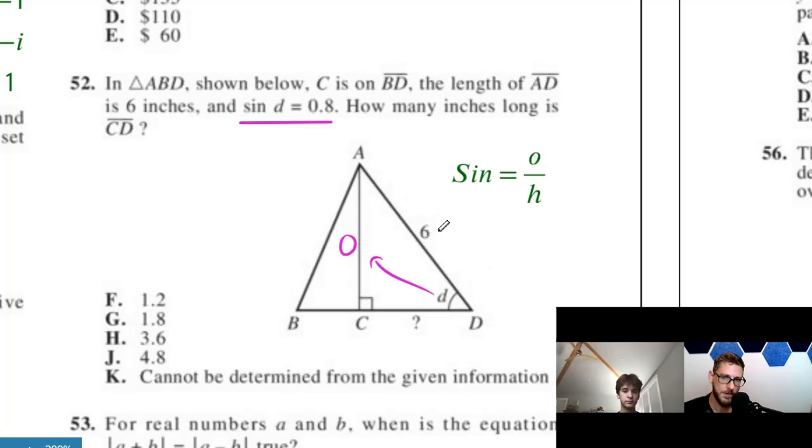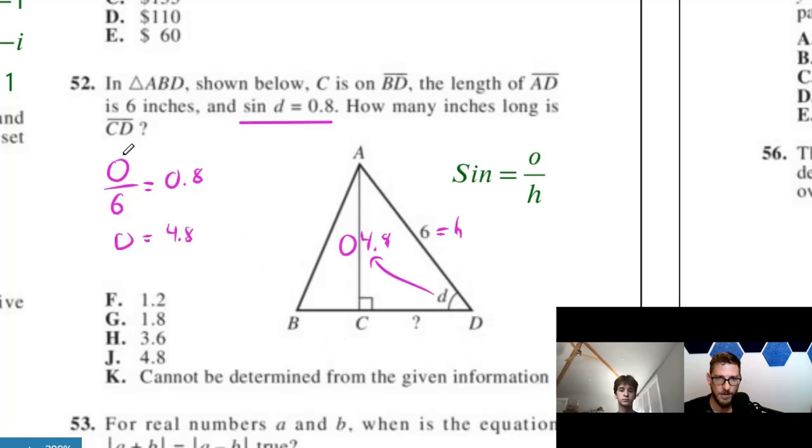Good. So this is H. Okay, so if the sine of D is 0.8, that means that O, I hate using O as a letter because it looks so much like 0, but O over H, which is 6, is 0.8. Make sense? Yeah. So multiply both sides by 6 and you get O is 4.8. Okay, so that's nice, but be careful. Don't pick that answer because that's not what we're looking for, right? That's AC. They didn't ask about AC.